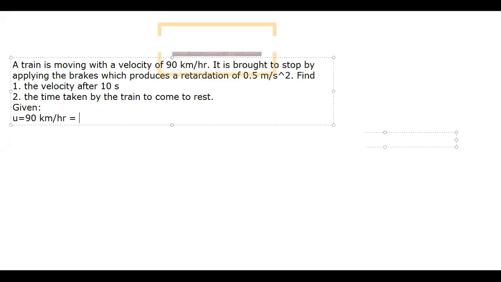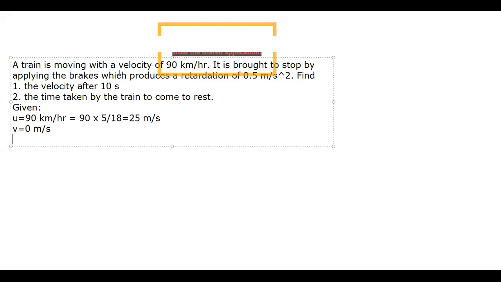Now that has to be converted into meter per second. So what will we do? 90 into 5 by 18. How much is the answer? 90 into 5 by 18 is 25 meter per second. Very good, beta. So it comes out to be 25 meter per second. So what's the final velocity? The final velocity is 0.